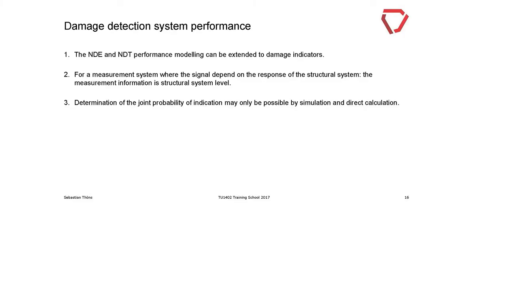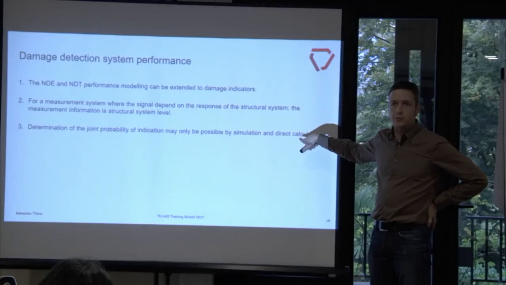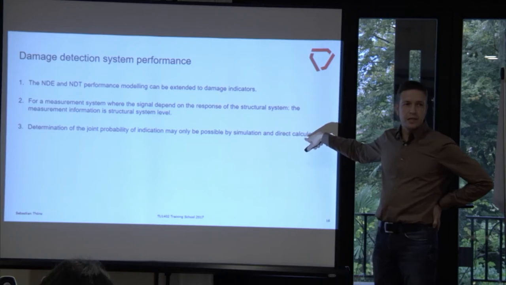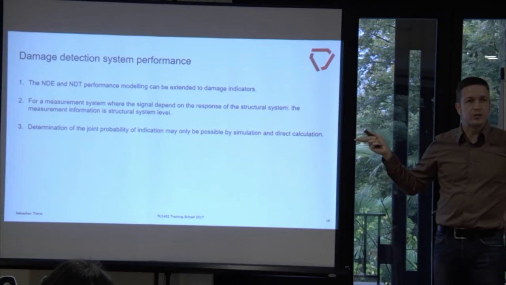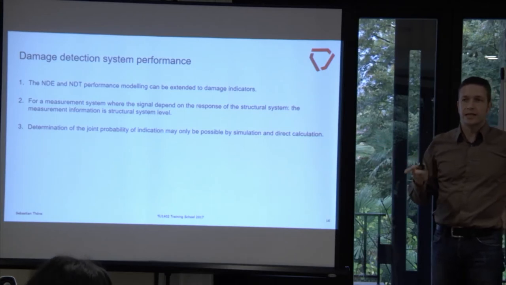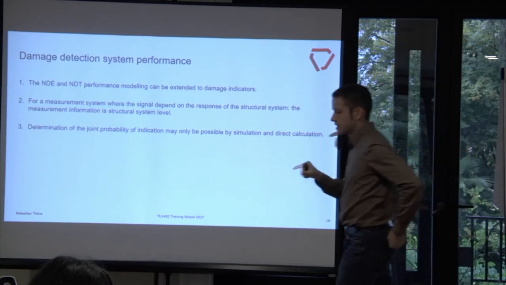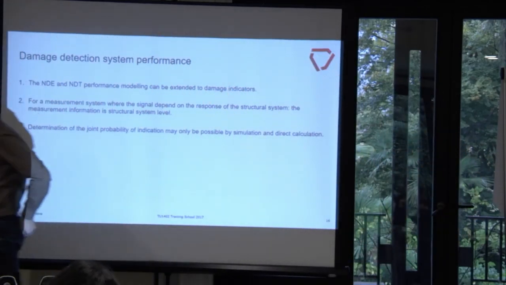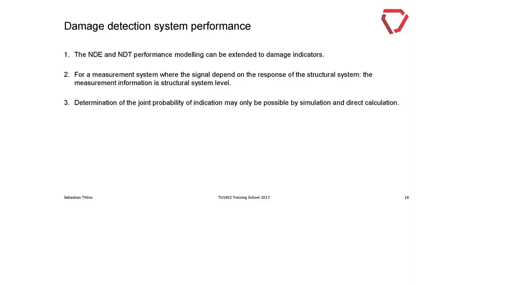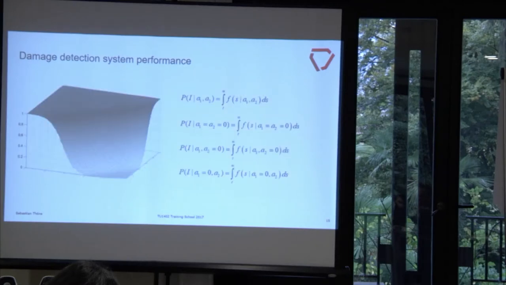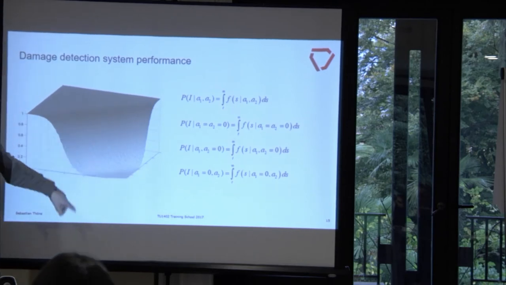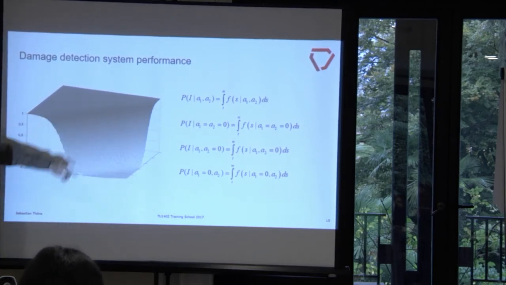So another approach could be the direct calculation of the probability of indication. There's a paper, I think it's from EWSHM 2016, where for a specific damage detection algorithm, stochastic subspace damage detection, we know the statistical or probabilistic properties of the damage indicator, and can directly calculate the probability of indication. So we just need a sample here and here, and we can directly calculate it with an analytical function.